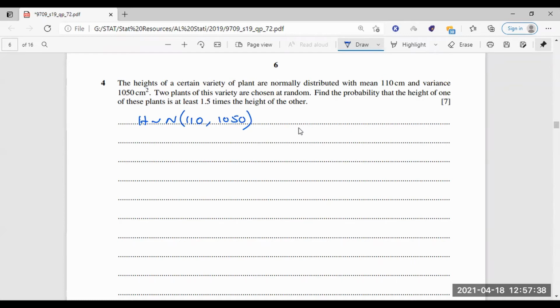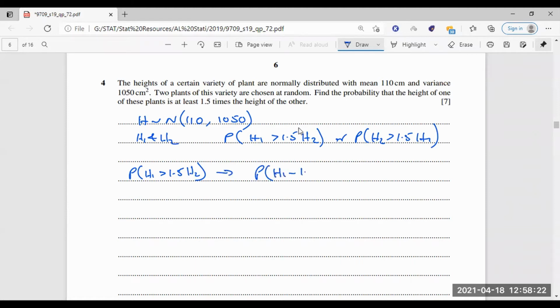So 2 plants are chosen at random, say H1 and H2. We have to find the probability that one of them is at least 1.5 times the other in terms of its height. Or it can be the other way around as well: probability of H2 greater than 1.5 times H1. So we have to think about both the scenarios. So let's take the first one, probability of H1 greater than 1.5 times H2, which can be written as probability of H1 minus 1.5 H2 is greater than 0.